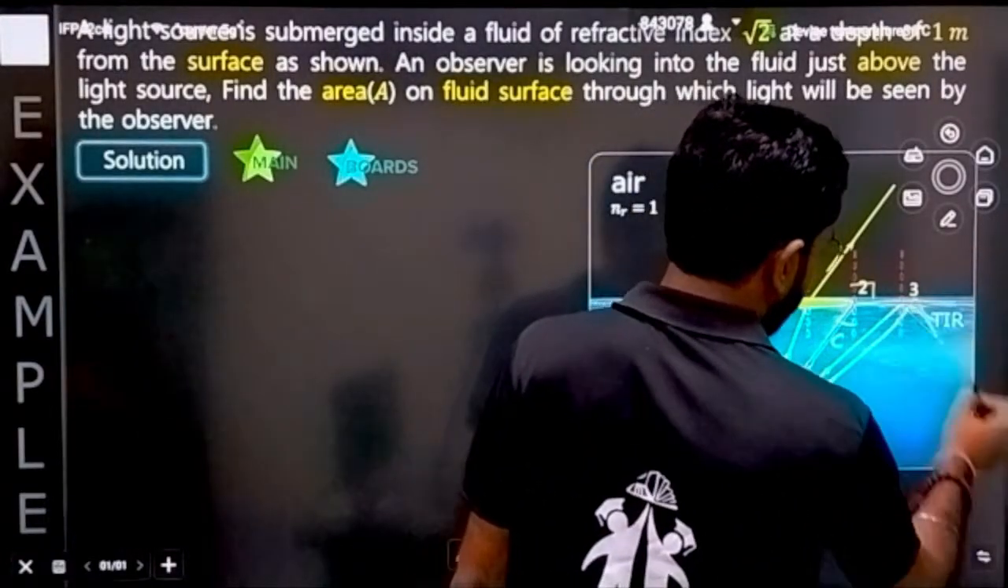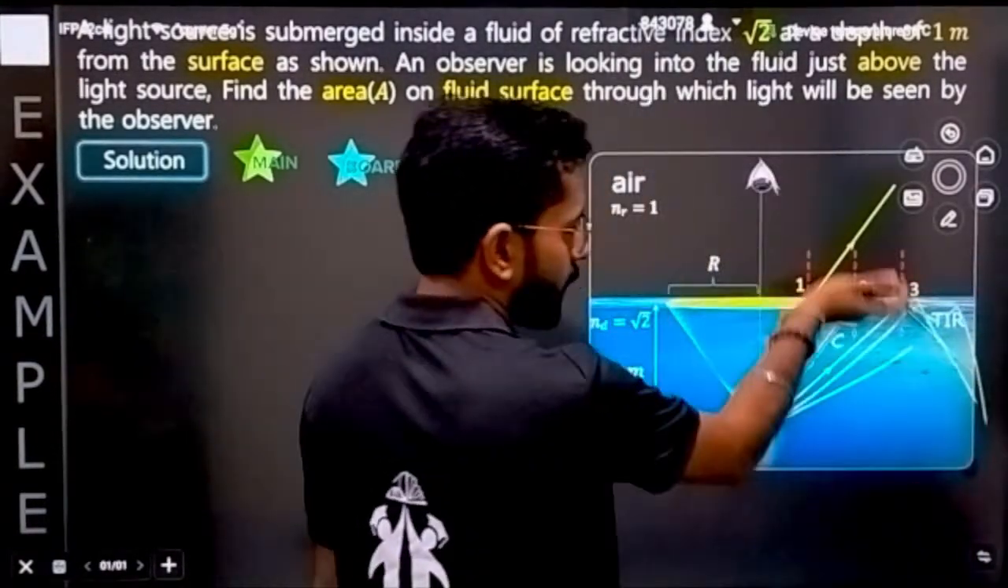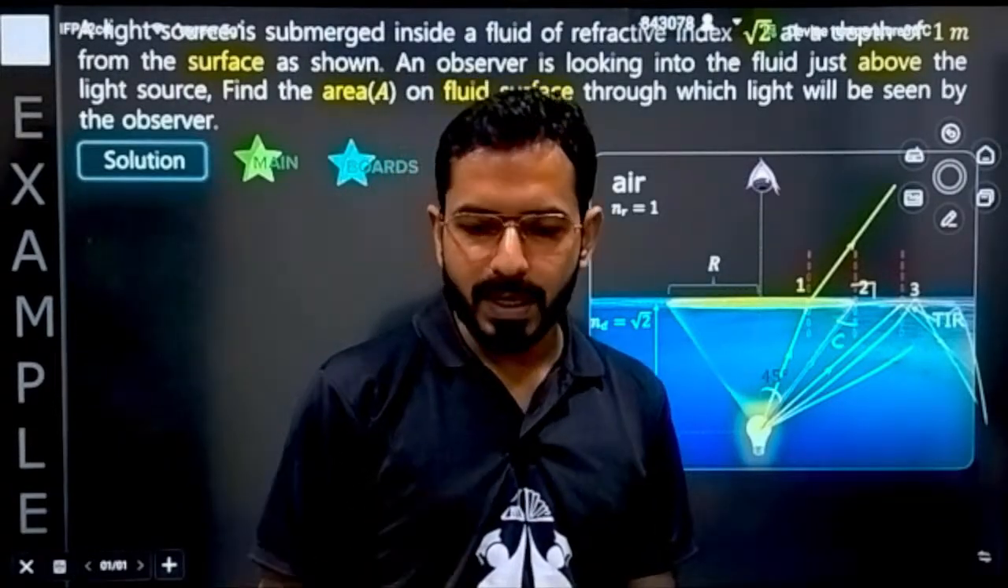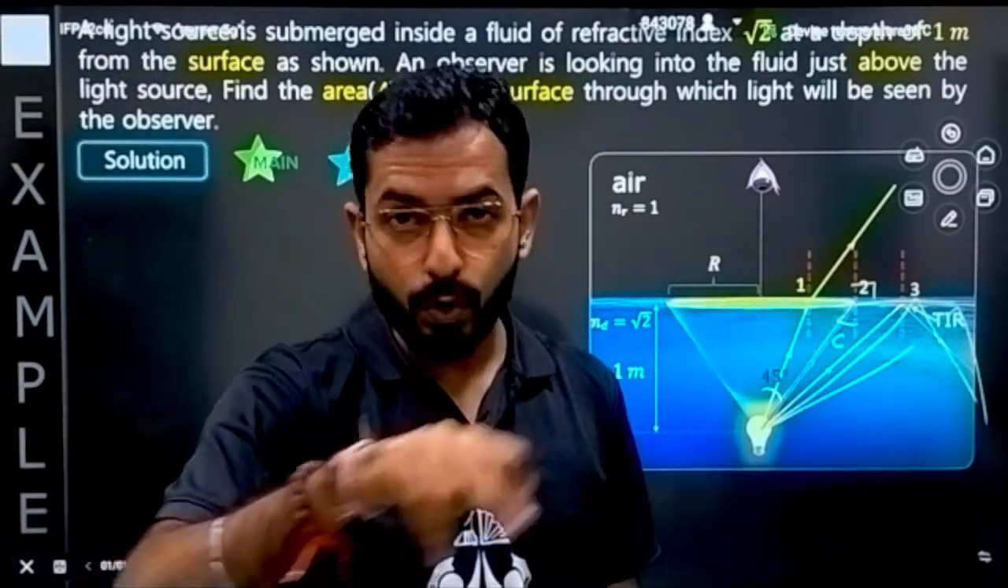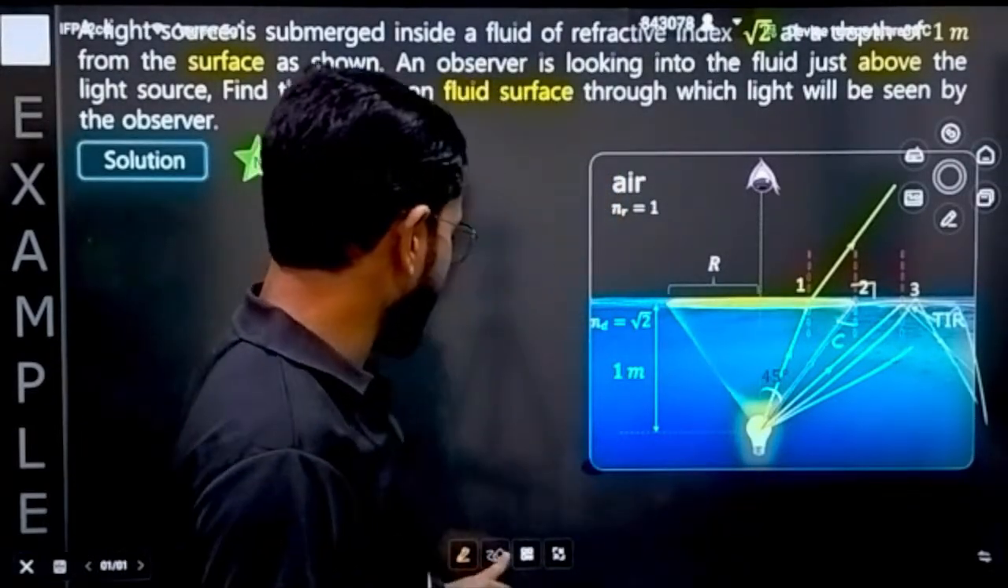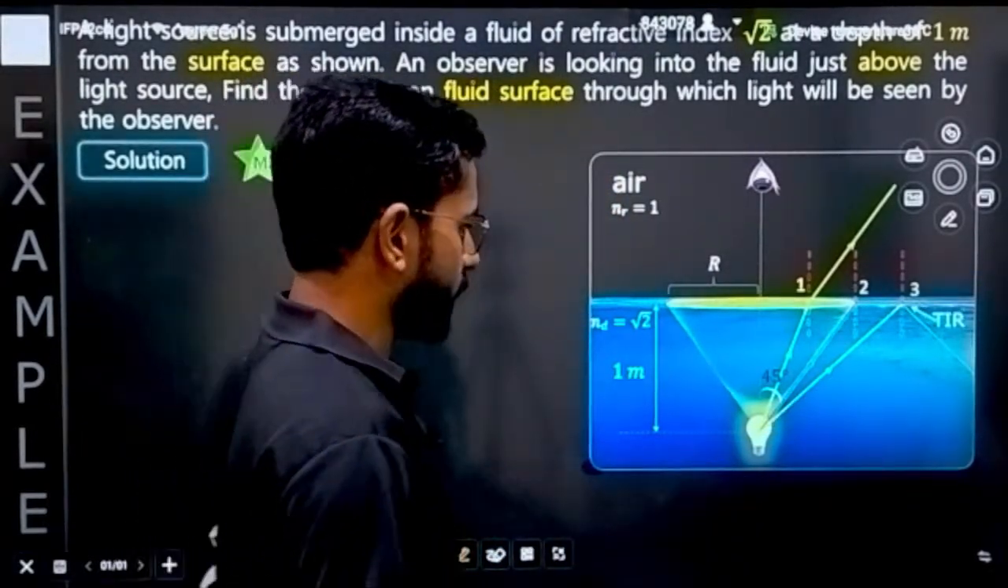That means light after this point is not going to be out of the surface, it will be remaining inside the surface. And if it is remaining inside the surface, it will not be looking like a glowing part. Only the glowing part will be calculated this way. So let's see what is the value. Now let's come to the quantitative analysis.